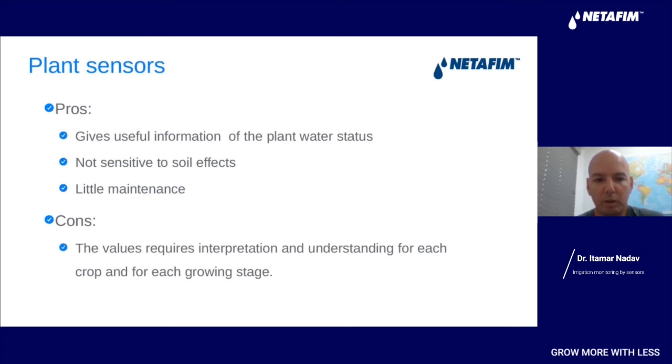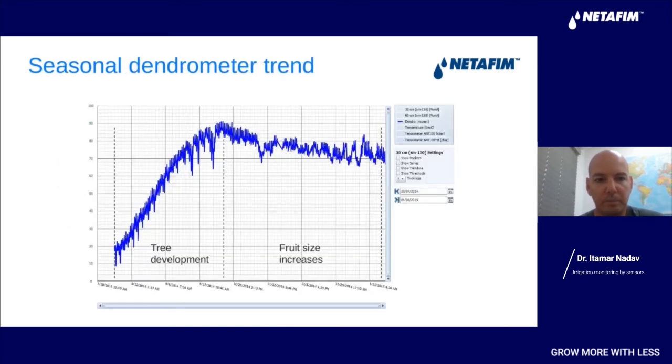The problem with plant sensors is that the values often require interpretation and understanding of the results for each one of the crops and each one of the growing stages. So you need to know how to interpret the results and how to manage your irrigation accordingly.